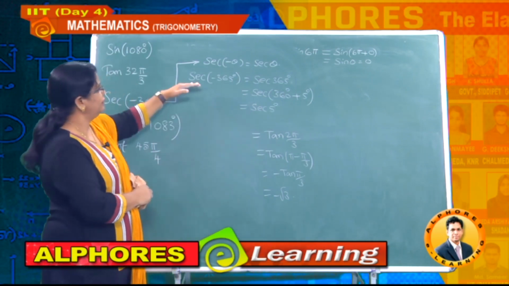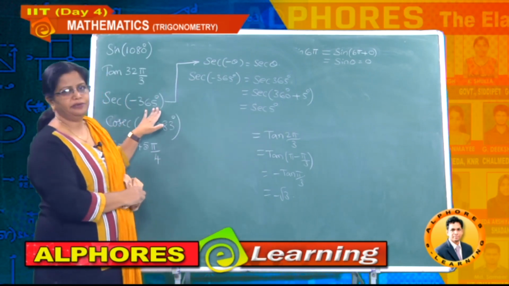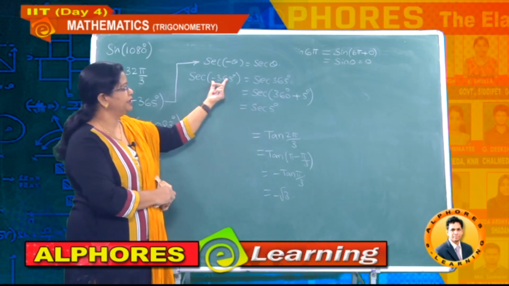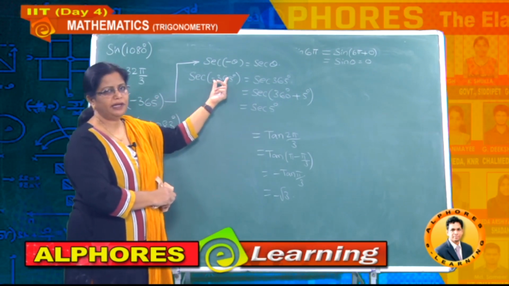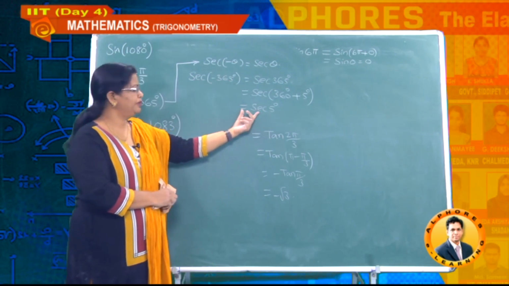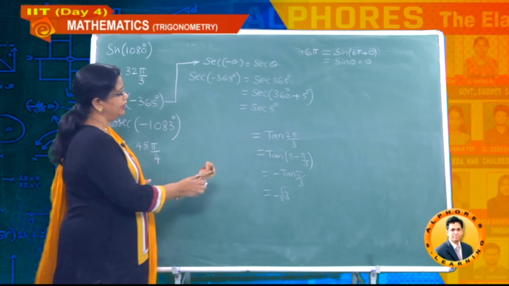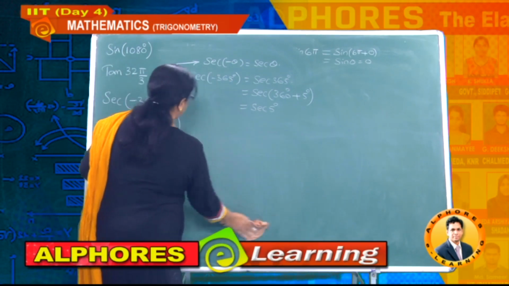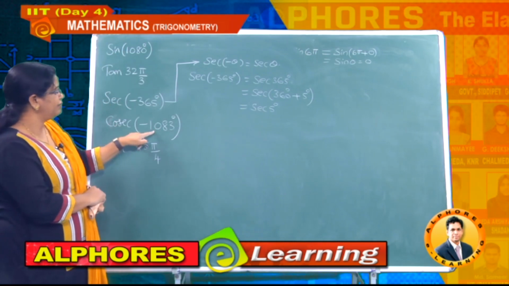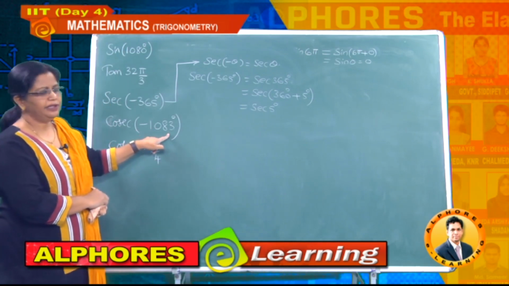Understand? So like this, the larger values, that means those which are not acute, you can convert simply by using all those allied angles. You can convert them again into an acute angle, moreover the smallest acute angle. Similarly, let us take this example, cosecant of minus 1083 degrees.